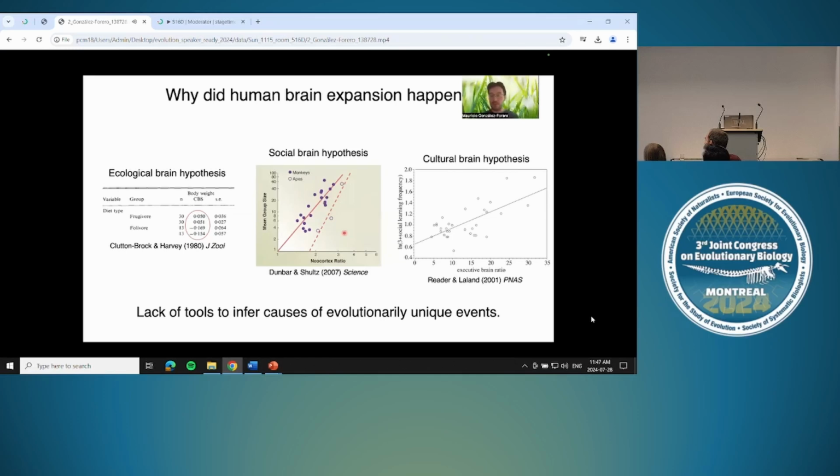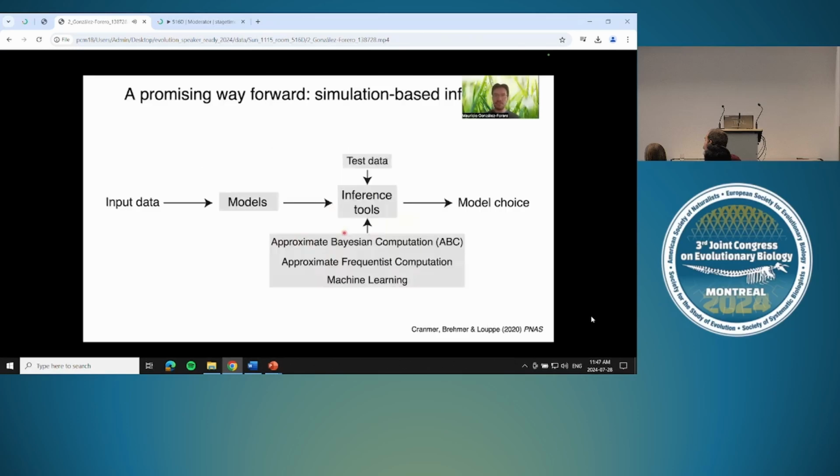And so we are at a loss. We don't have tools to address that problem very effectively. So I've been putting together mathematical tools to try to address that. I suggested a promising way forward is what's sometimes called simulation-based inference.